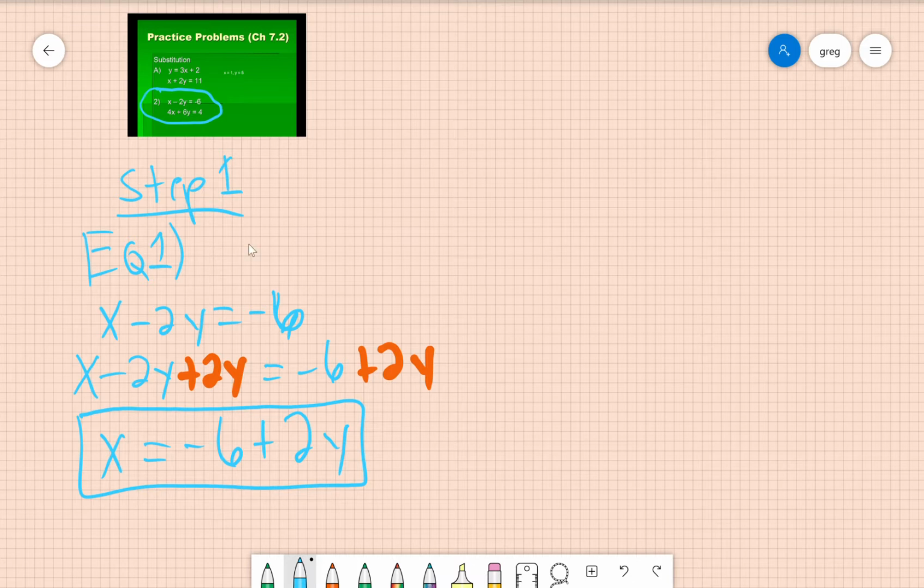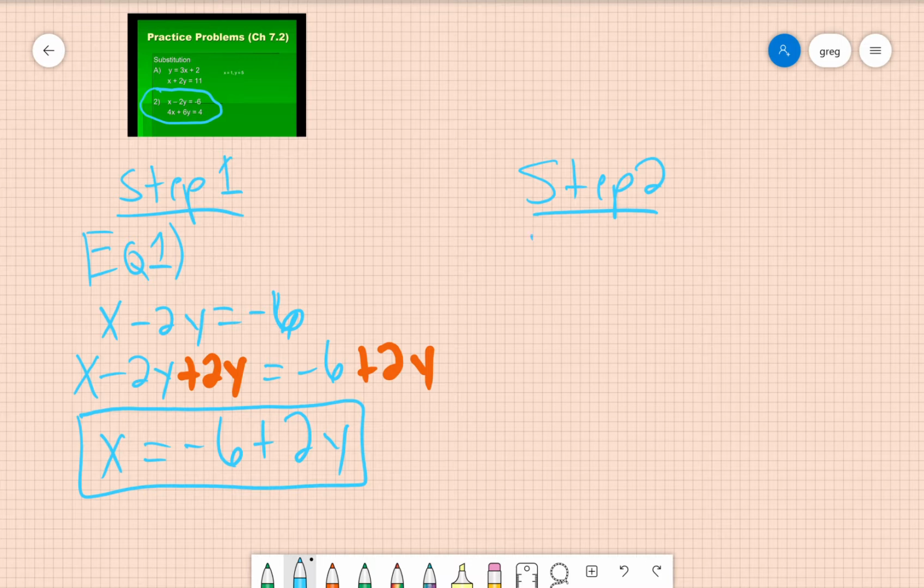So over here, I'm going to write step two. What does step two say to do, Wesley? Plug answers for isolated variables into equation. Yes. I probably should have said other equation. So now I'm going to take this, my rewritten answer for equation one, and plug it into equation two for x.